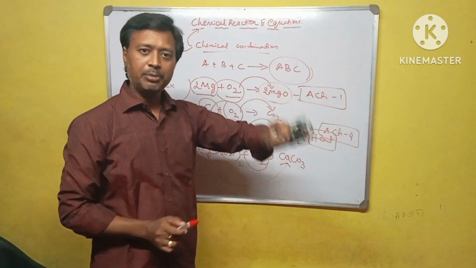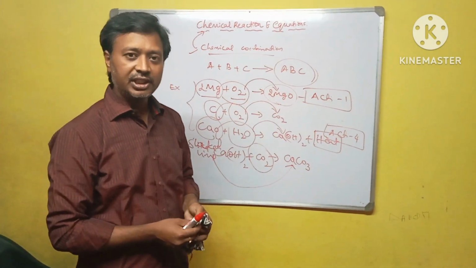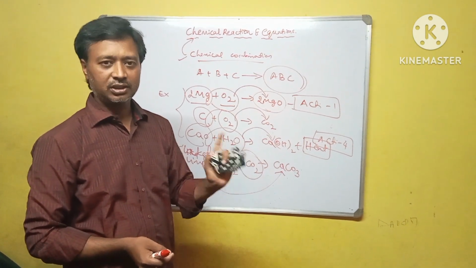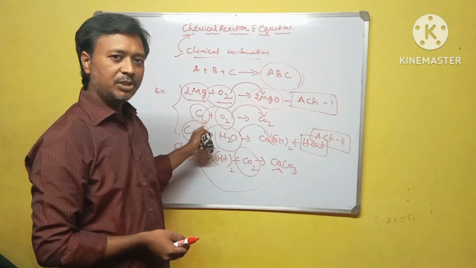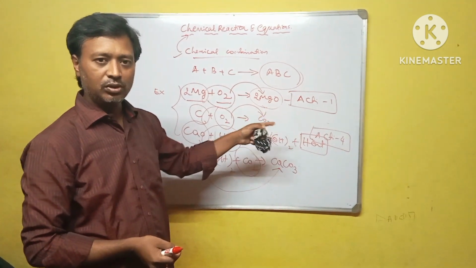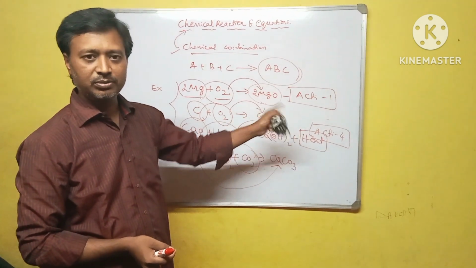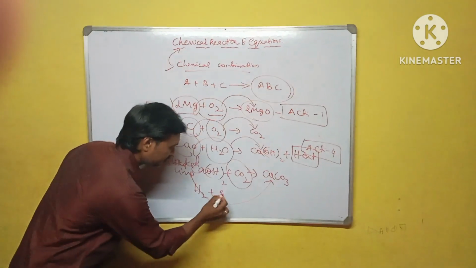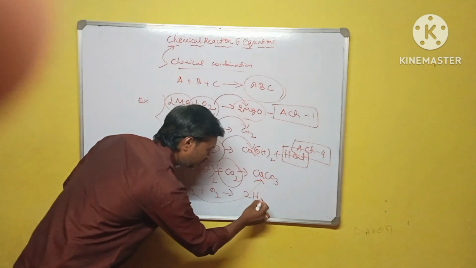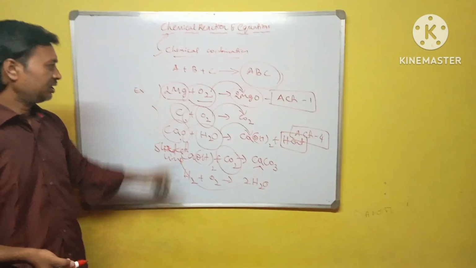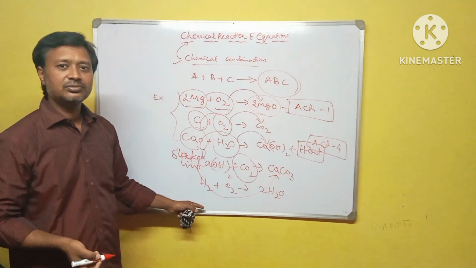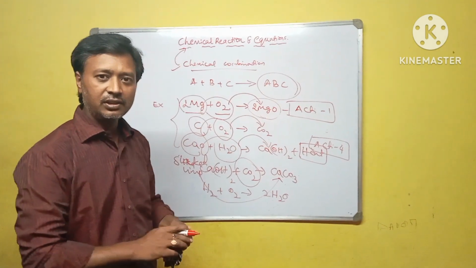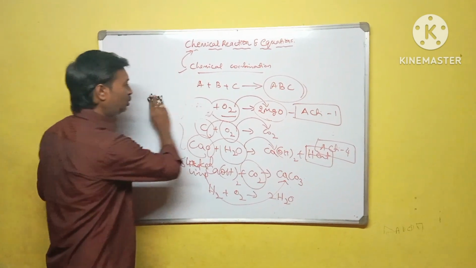Chemical combination is a type of chemical reaction in which two or more reactants react with each other and produce a single product. Example: Mg plus O2 gives MgO, that is, 2Mg plus O2 gives 2MgO. H2 plus O2 gives H2O, that is, 2H2 plus O2 gives 2H2O. These are all examples of chemical combination reaction. Is it clear? Okay.